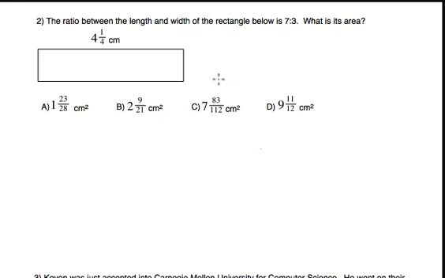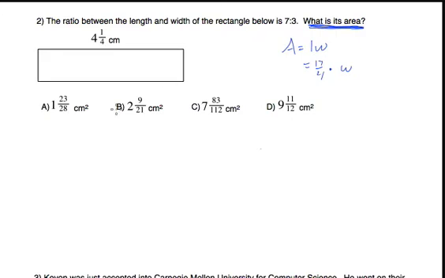Okay, number 2. The ratio between the length and the width of the rectangle below is 7 to 3. What is its area? That's the question. Keep that in mind. What is its area? So, as soon as you hear area, you should write down area of a rectangle equals length times width. And we know the length is 4 1/4, which is 17 over 4, times an unknown width.